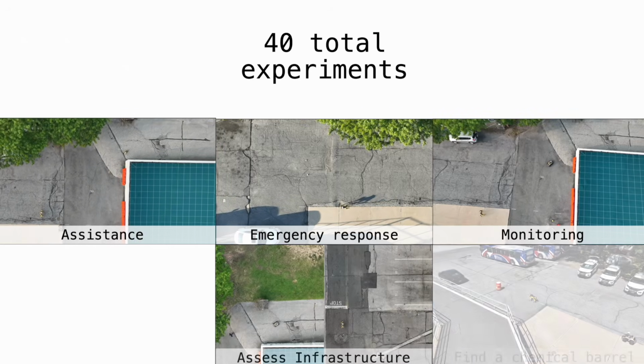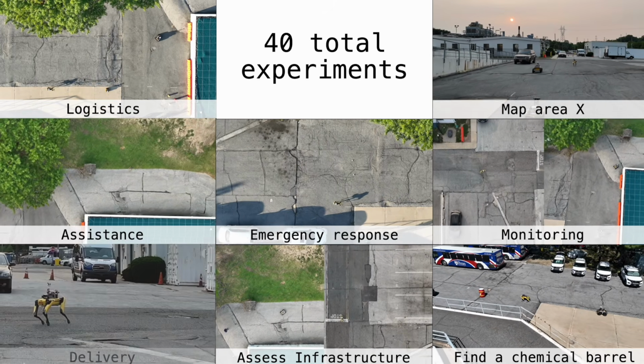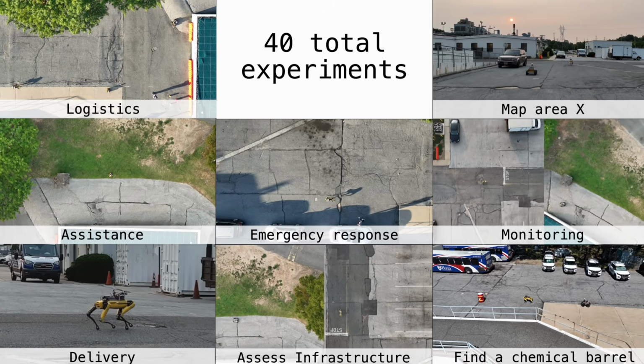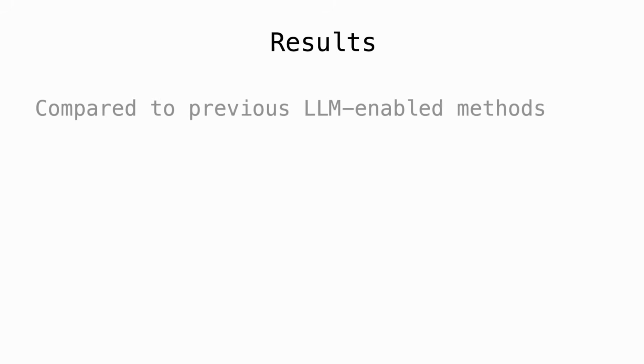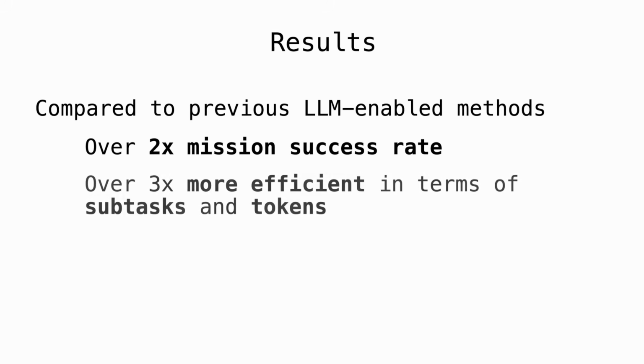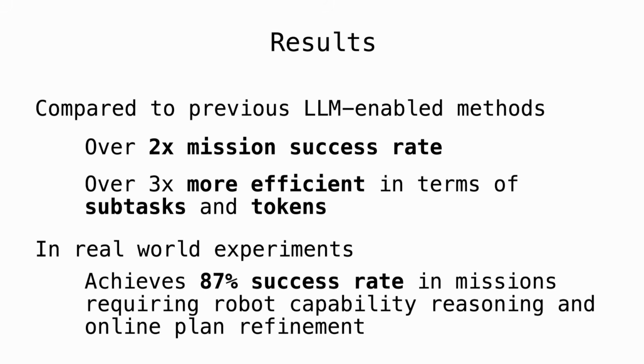We evaluate with a total of 40 experiments in scenarios involving logistics, assistance, and emergency response, all with unique specifications and team configurations. We find that compared to previous LLM-enabled approaches, our framework is over 2 times as successful, while 3 times more efficient in terms of subtasks and tokens required. In real-world experiments, our framework achieves an 87% success rate in complex missions.